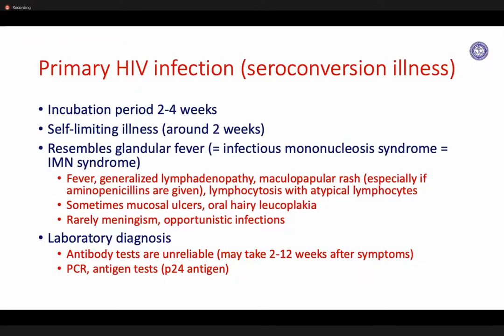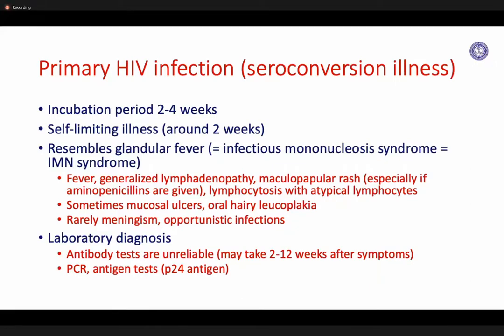When you examine, sometimes there may be mucosal ulcers in the mouth, and also oral hairy leukoplakia, which I'll show you a photograph of in a little while. Rarely they can get meningism or meningitis, and also opportunistic infections such as thrush in the mouth. So on the whole, when they come with fever, lymph nodes, and maybe the rash and lymphocytosis and atypical lymphocytes, we think it's a glandular fever syndrome. That's the usual presentation.